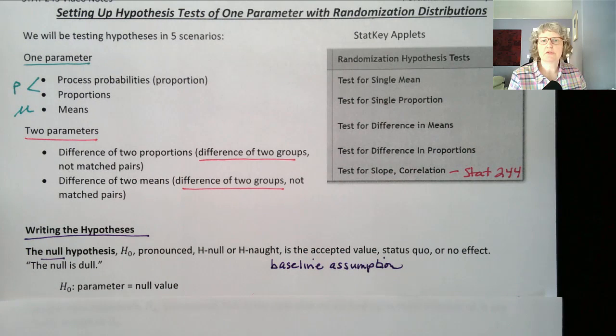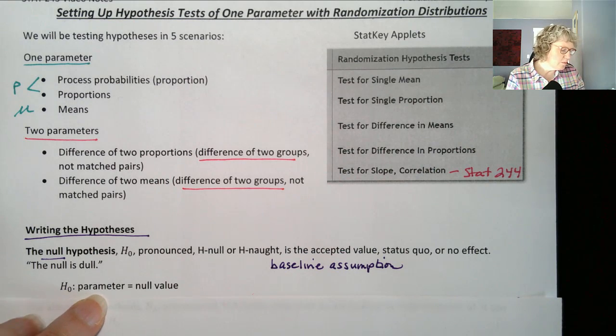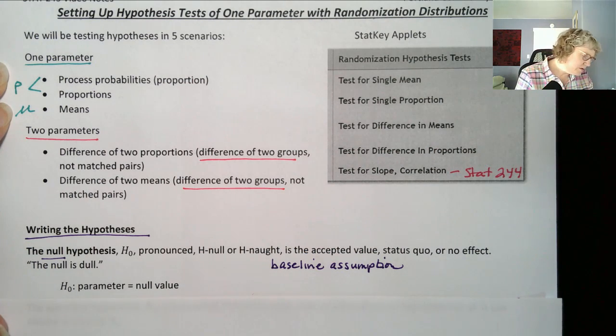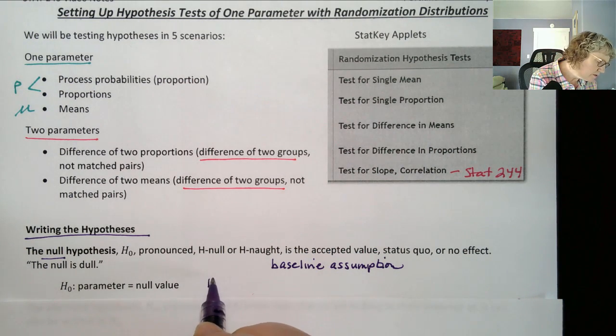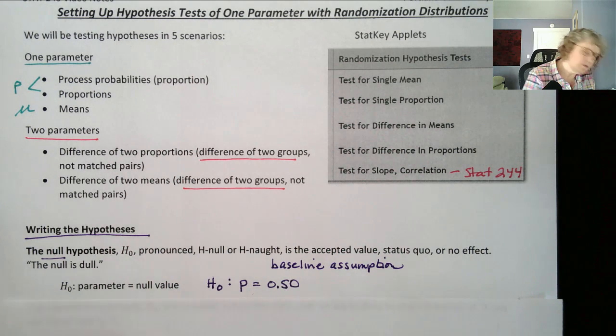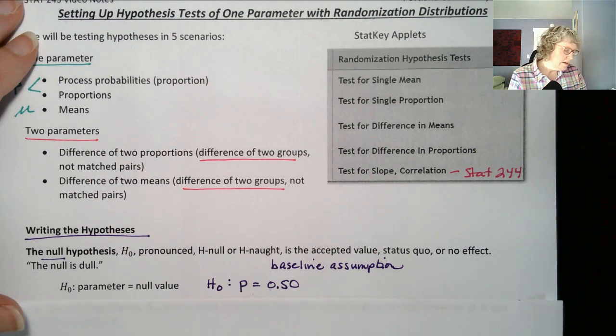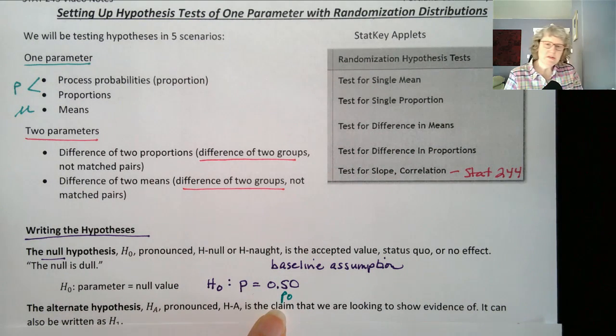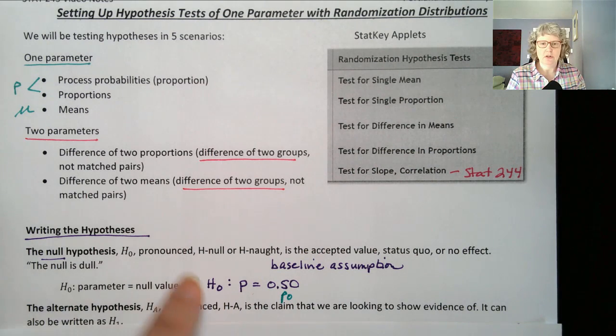Like in Kiki Booba, our baseline assumption was that there's no association between the words and the shapes. The way we write that out, we write H naught or H null with a colon, and then we put our parameter and the null value. I've given general terms here because we have different symbols. So if it was a proportion, we would write H naught: p equals, and I'm just going to use 0.5 that we did in the last one. That's one example. And this 0.5 is called our p naught. If we put the 0 on the p, then we're saying that's the value in the null hypothesis.